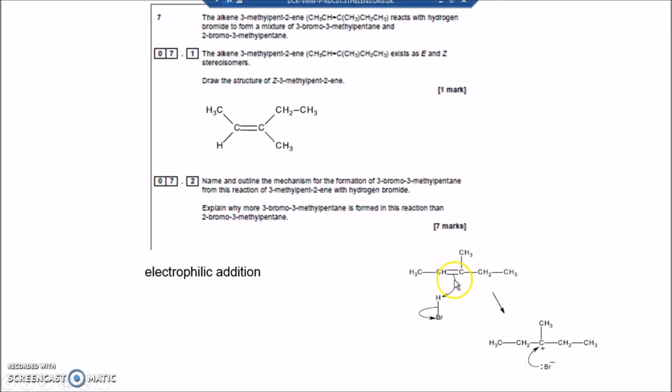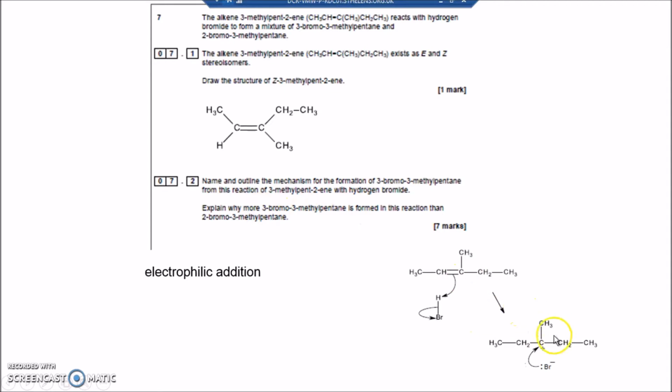Electrophilic addition, why? Because this is an electrophile, an electron pair acceptor, it accepts the electrons from the double bond. And I've got 2 reactants forming 1 product, so they're adding together.